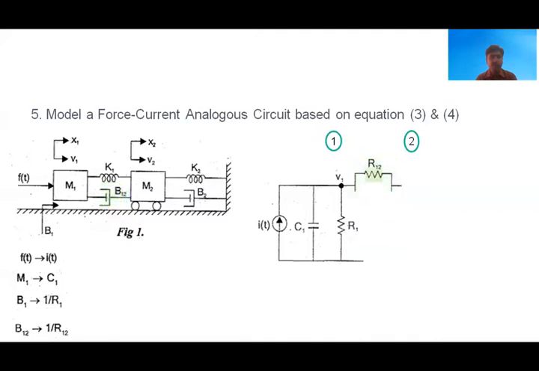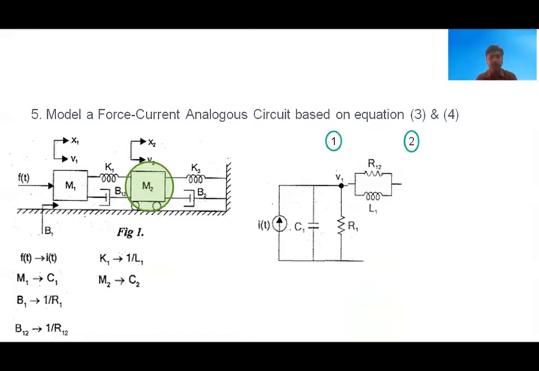Next component in mechanical system is K1. The analogous parameter is 1 by L1, and here also K1 is connected in between M1 and M2. Connect an inductor in between node 1 and node 2 in the electrical circuit also. And next, I think the first node is completed. Now we'll move on to the second node.